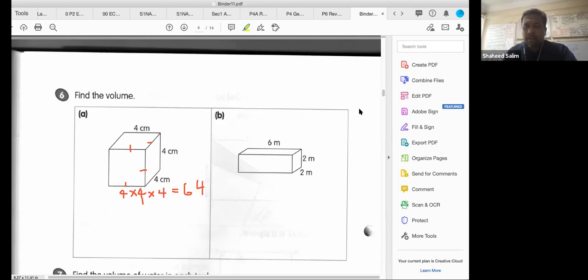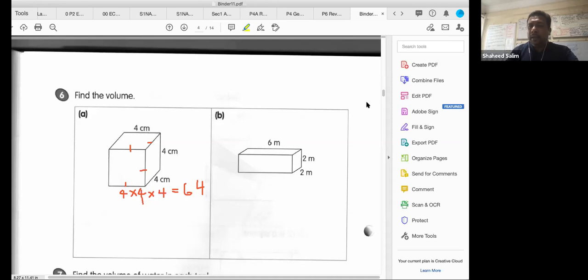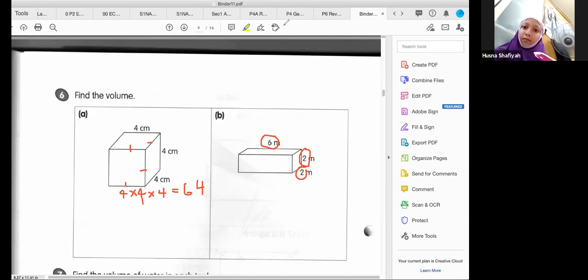All right. Okay, we see Raidi is okay for B. Putra is okay. Putri is okay. What about Naomi and Shafia? Naomi, what's the length down here? Naomi is not listening. Okay, never mind. The length is 6. The breadth is 2. The height is 2. So 6 times 2 times 2, you get 24. Okay, 24. We move on now to the next one.